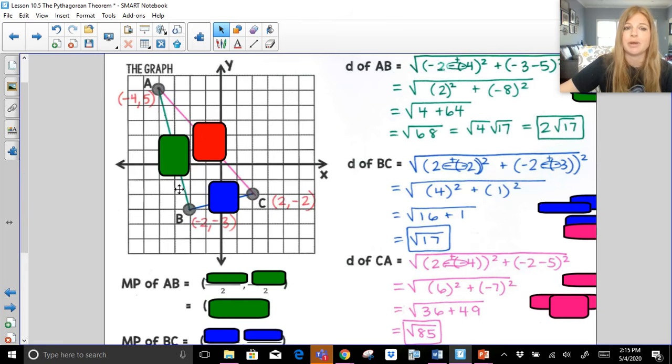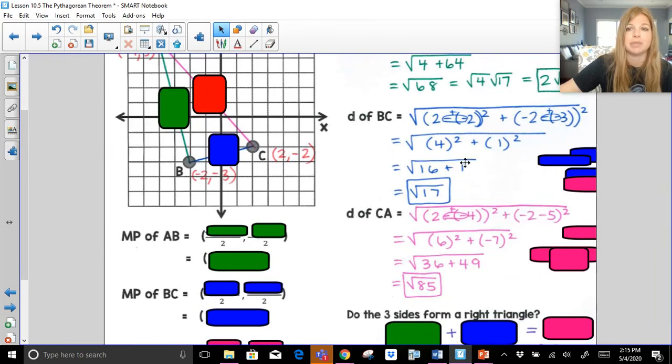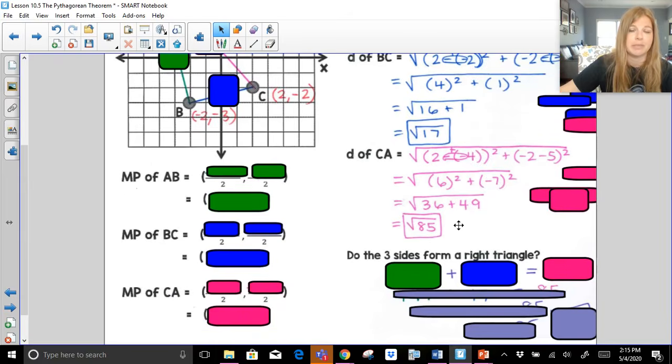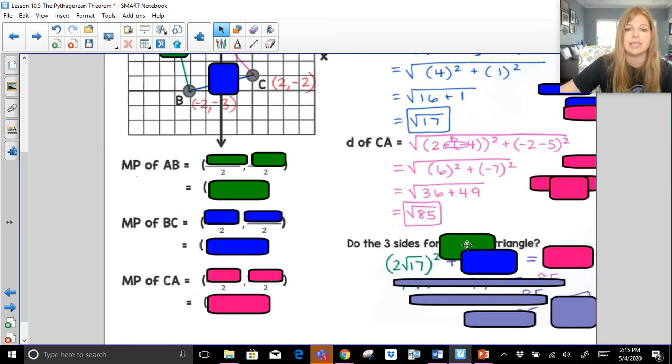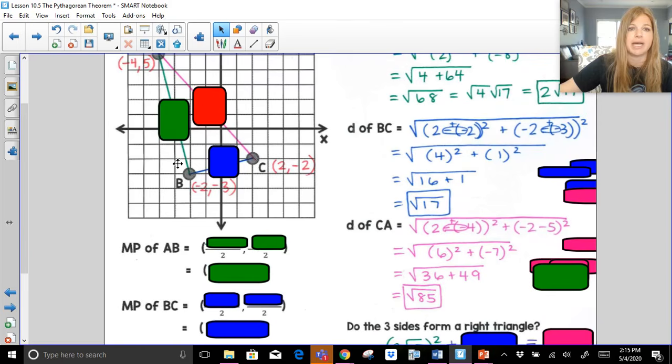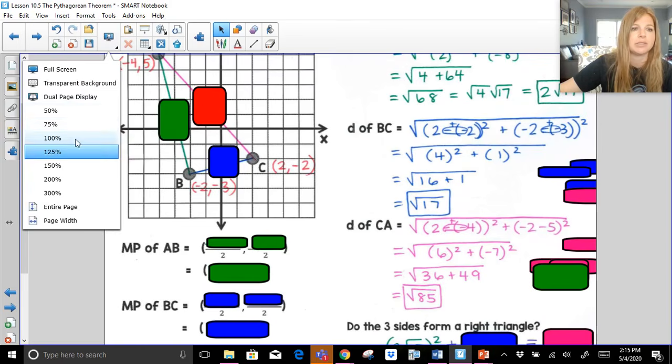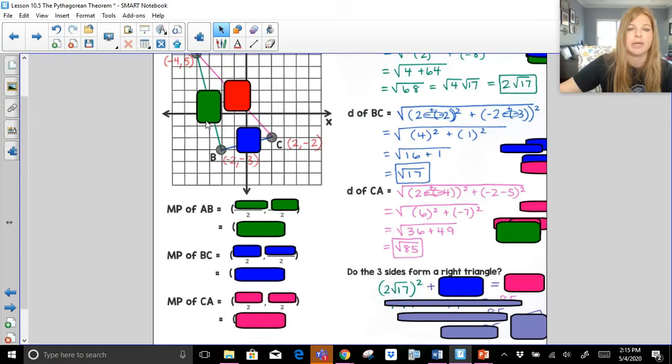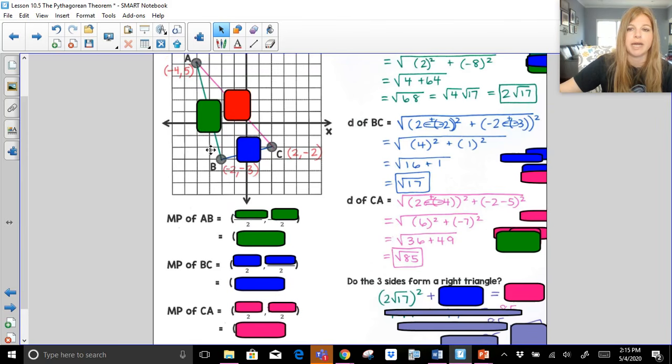Now, if I wanted to see whether or not this triangle was a right triangle, I could actually plug the values into the Pythagorean theorem. So I want to check, does 2 radical 17 squared, so this side of AB, I'm going to zoom out just a bit so we can see a little bit more, does this side of 2 radical 17 squared plus the little side of radical 17 squared equal radical 85 squared, what I think the hypotenuse would be.